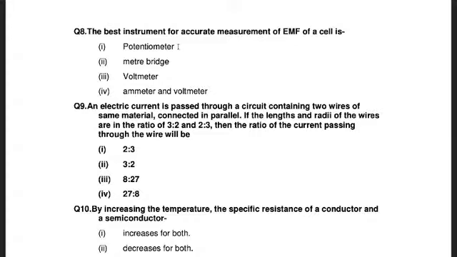Question number 9. An electric current is passed through a circuit containing two wires of the same material connected in parallel. If the lengths and radii of the wires are in the ratio of 3:2 and 2:3, then the ratio of the current passing through the wires will be: option 1, 2:3; option 2, 3:2; option 3, 8:27; option 4, 27:8. Correct. The answer is option 3, 8:27.